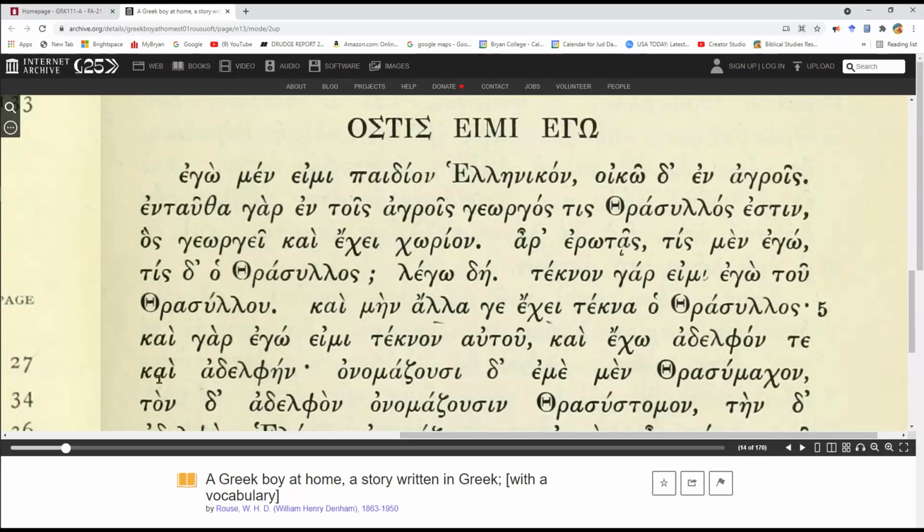And men de is what's called a post-positive, which means you put it here, but you translate it here. De, you put it here, but you translate it here. You put it one step deeper. It's a post-positive. You put it after the word you want to translate it. Right. On the one hand, on the other hand. So on the one hand, I am a small Greek boy.